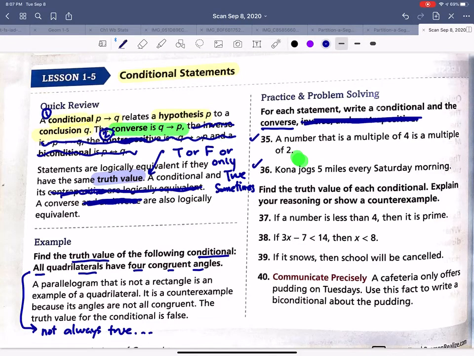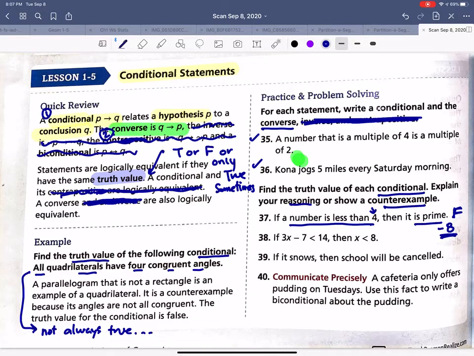Okay. Now it says, find the truth value of each condition and explain your reasoning or show a counterexample. Okay. So, find the truth. So we're just deciding if it's true. If a number is less than 4, then it's prime. I'm going to say false. And I can give you an example. -8 is less than 4, but it is not prime. 8 is not prime because it's divisible by 2. So I've already found my counterexample, and it is false.